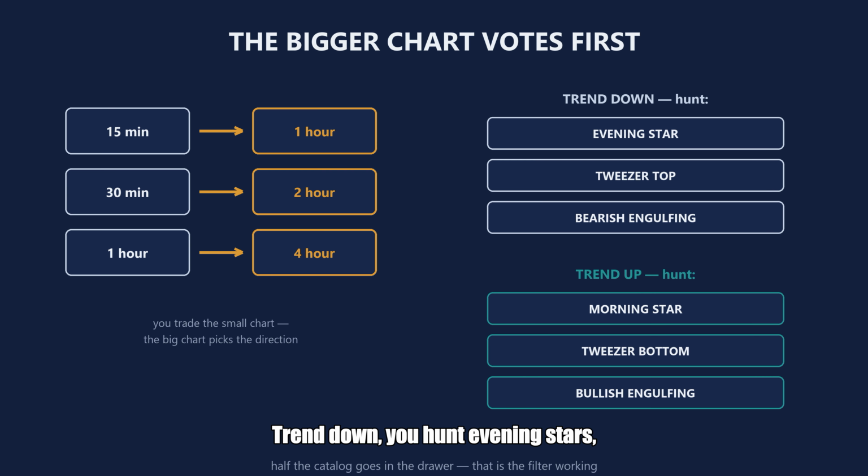Trend down. You hunt evening stars, tweezer tops, and bearish engulfing candles. Nothing else. Trend up. Morning stars, tweezer bottoms, bullish engulfing. Half the catalog goes in the drawer on any given day. That's not a limitation. That's the filter doing its job.